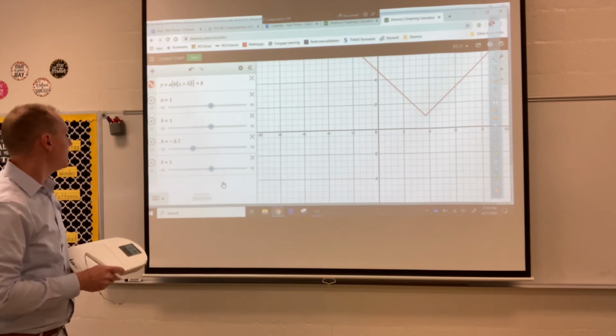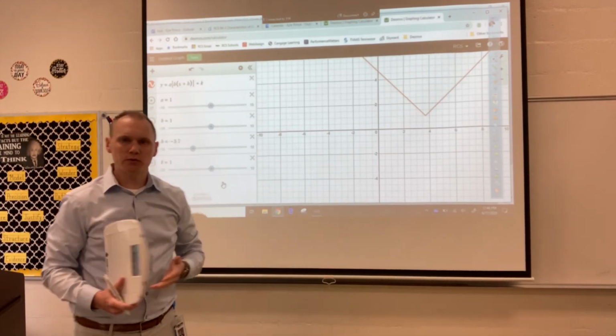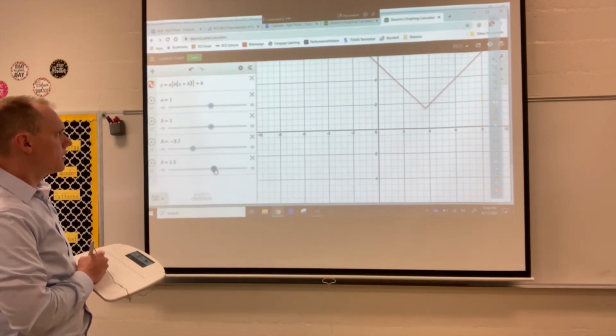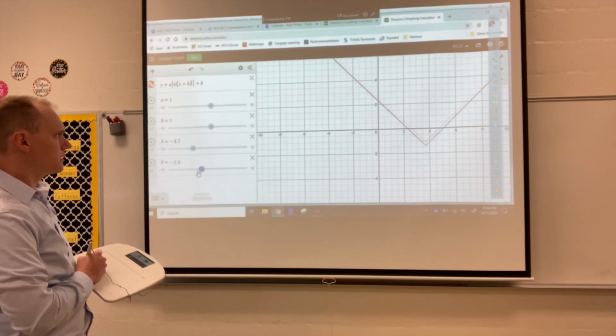And then the K value that's on the outside, again, that shifts it up and down, just as we might think. So if I increase K, it's going to shift it up. If I decrease K, it's going to shift it down.